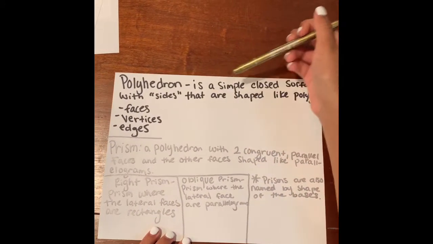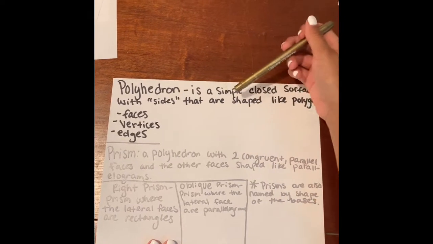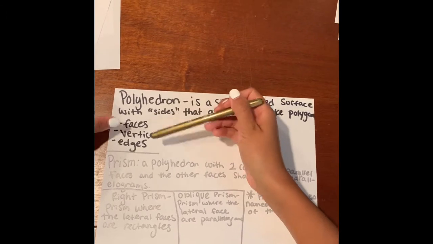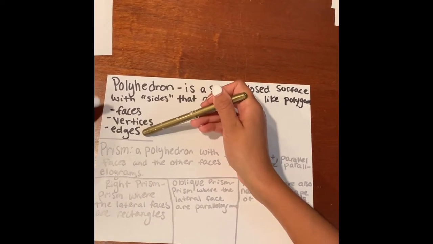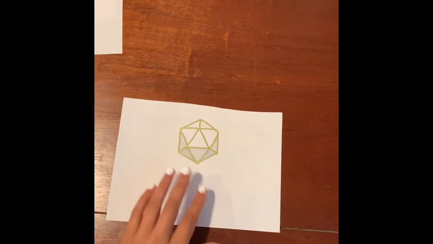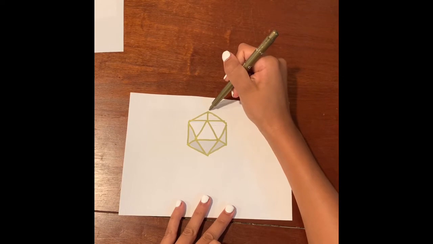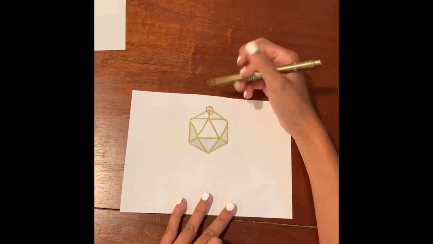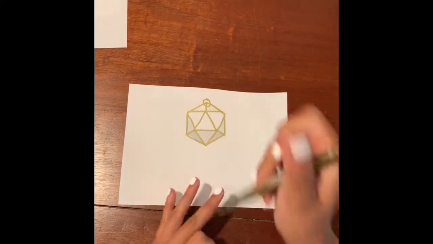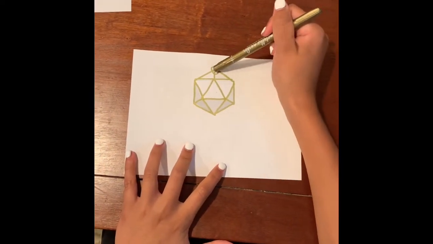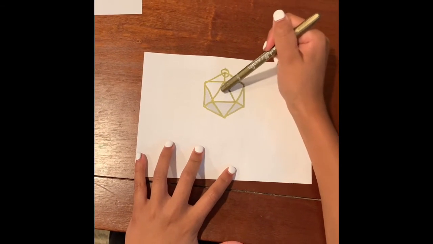A polyhedron is a simple closed surface with sides that are shaped like polygons. For example, polyhedrons have faces, vertices, and edges. This is a picture of a polyhedron, which you could tell has vertices, an edge, and a face. So every time you're trying to determine a polyhedron, you have to point out: does it have edges, vertices, and a face? To better understand that, we're going to do some examples of a polyhedron.